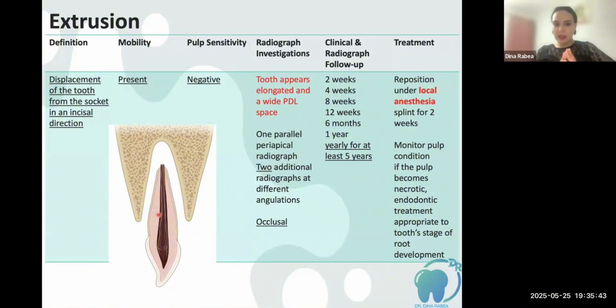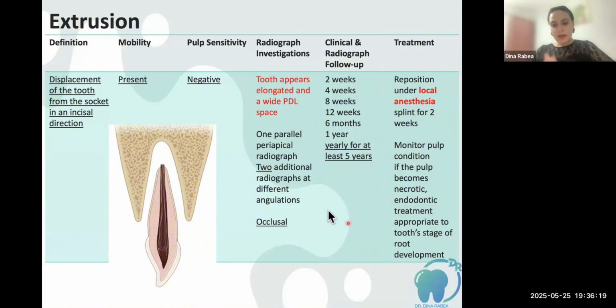But since the blood supply is cut, we get a pulp sensitivity test of negative. And of course, the tooth is mobile because most of the supporting periodontal ligament gets cut in this kind of luxations. On the radiograph, we can see a longer tooth than the surrounding teeth. Again, we might want to take one parallel periapical radiograph as a baseline and 2 additional radiographs in case we cannot get a diagnosis or even use an occlusal radiograph.